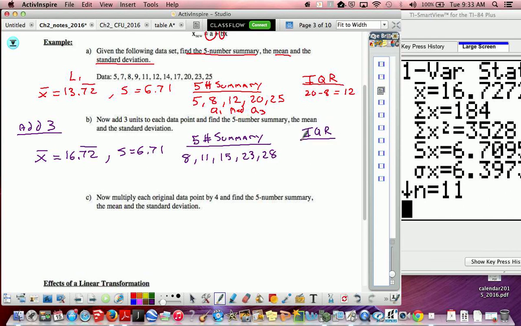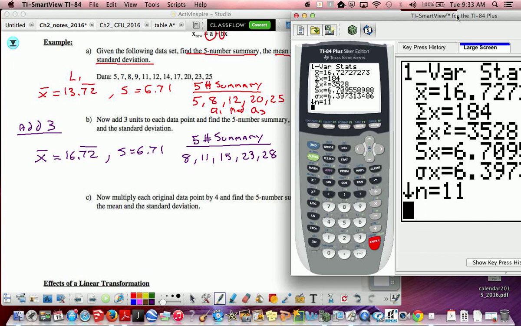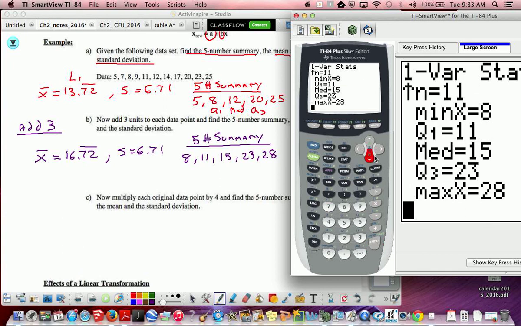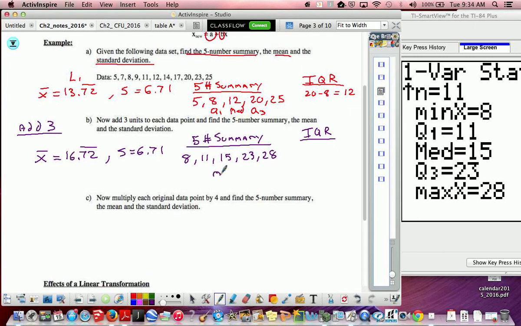Some of you might be going, well, how in the world did he know that already? Just to show you, as I scroll down, there's my 5-number summary: 8, 11, 15, 23, and 28. So my median is now 15. My IQR, 23 minus 11 equals 12.